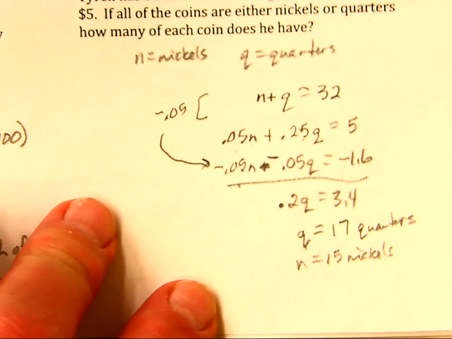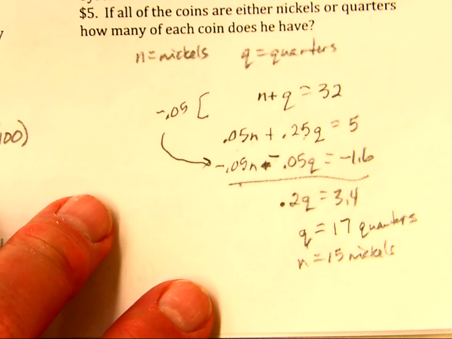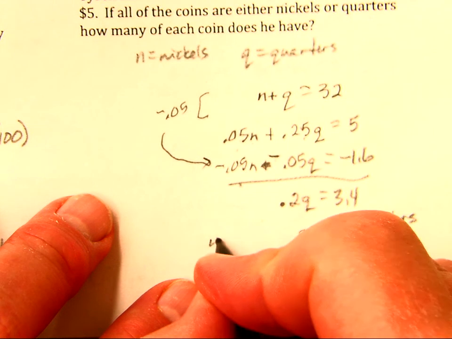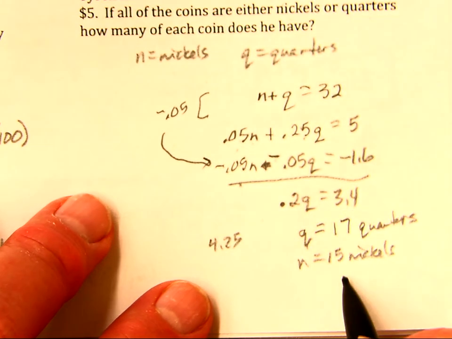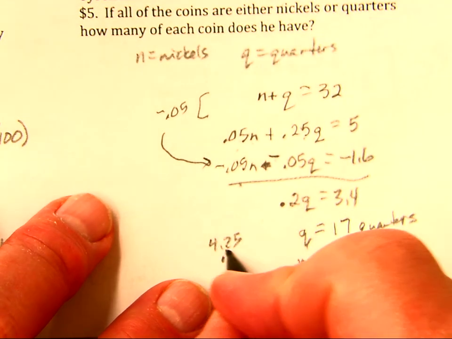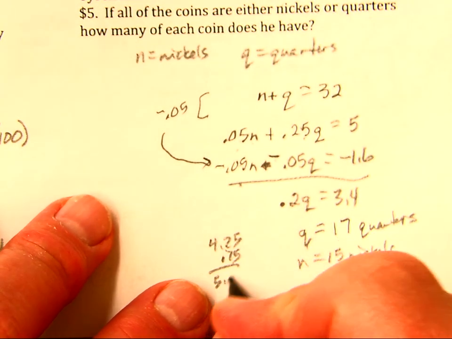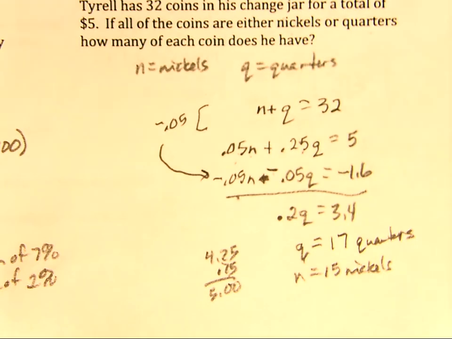You check that out, 17 quarters, that'd be what, $4.25? 15 nickels would be 75 cents, so it does work out to $5. So there's some examples of application problems.